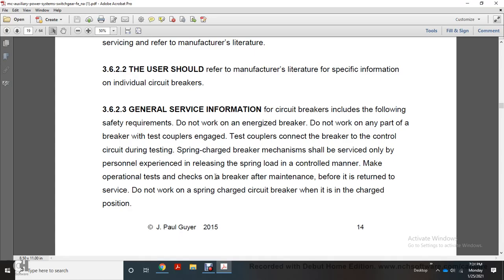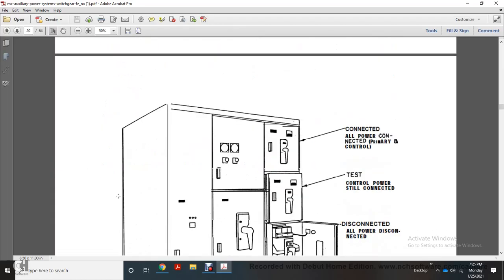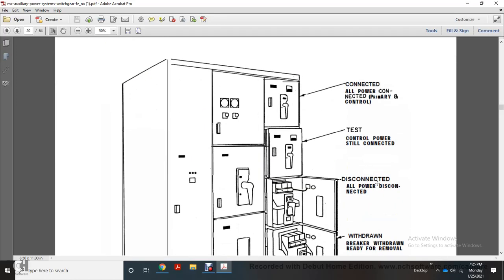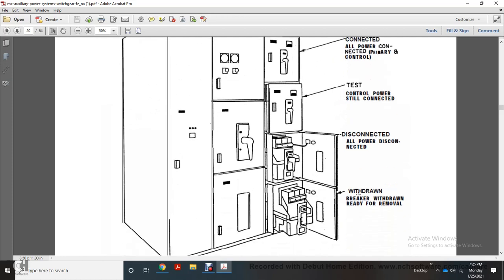Make the operational test. Check the breakers after the maintenance, before it is returned to service. Do not work on a spring charge circuit breaker when it is in the charged position. Connected: all power connected, primary, control, and test power. Test: control power is still connected. Disconnect: all power disconnected. Breaker withdrawn, ready for removal.